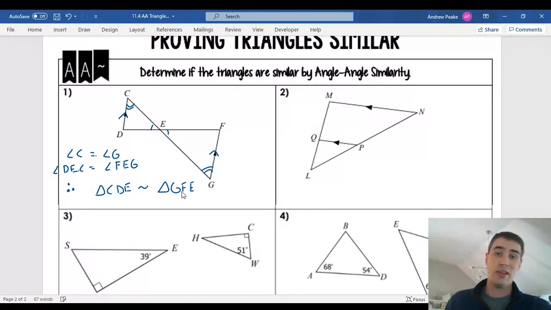We got two angles, right? That's all I needed. I got two angles that are congruent. These are similar, which means all my sides will be proportional and all my angles will be the same.